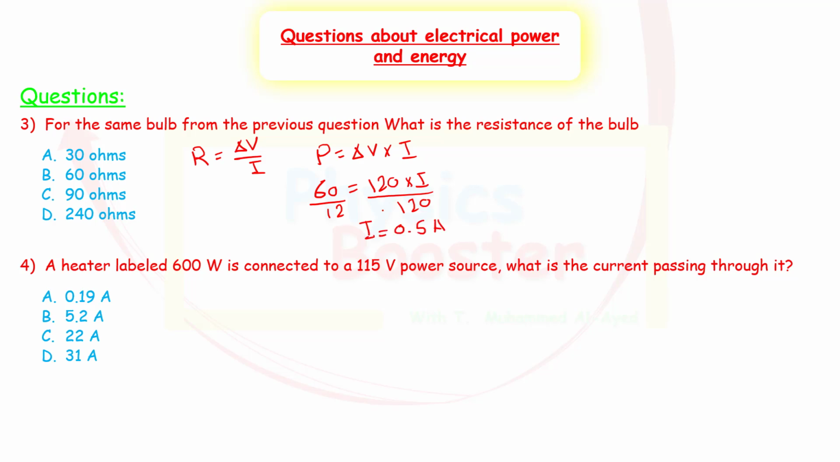But it's not asking for the current. So we'll go back to our original equation right here. We know that R is equal to delta V divided by I.